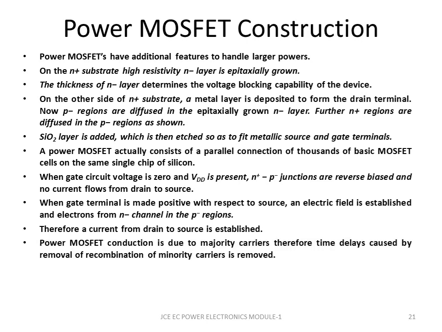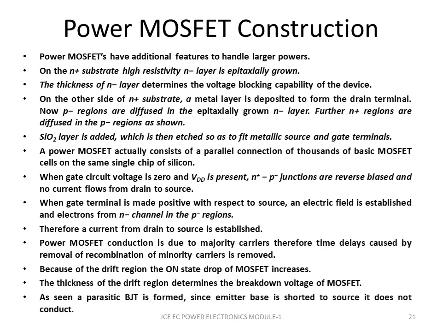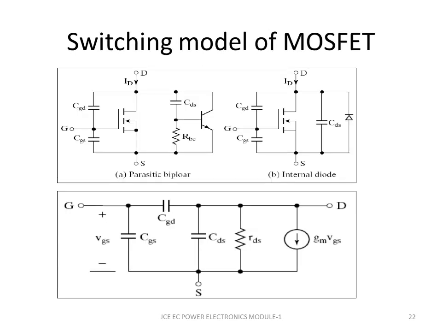Power MOSFET conduction is due to majority carriers, therefore the time delays caused by recombination and removal of minority carriers are absent, unlike in your transistor. Because of the drift region, the on-state voltage drop of the MOSFET will increase. The thickness of the drift region determines the breakdown voltage of the MOSFET. This is for your information. So this is the power MOSFET construction that we have seen, and a parasitic BJT will be formed since the emitter base is shorted to the source. It does not conduct. So this is not necessary, only information.